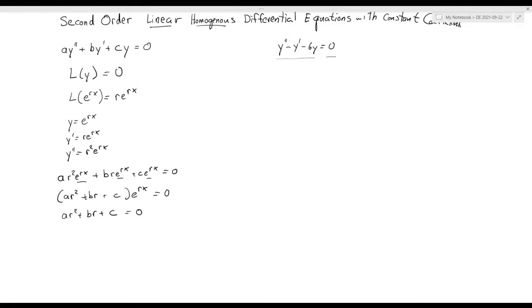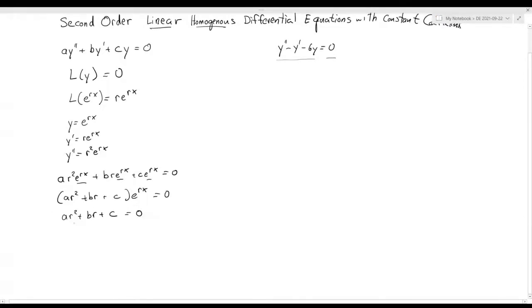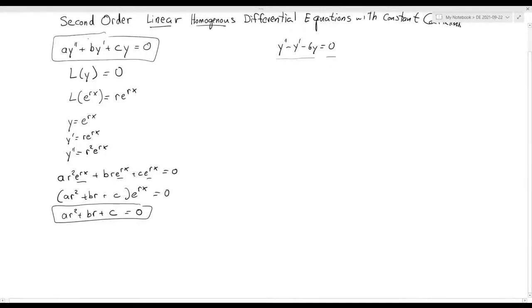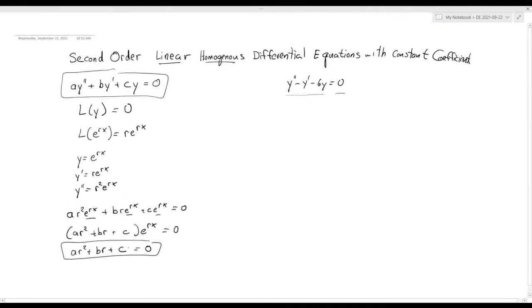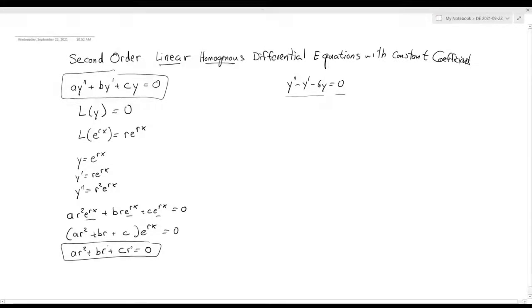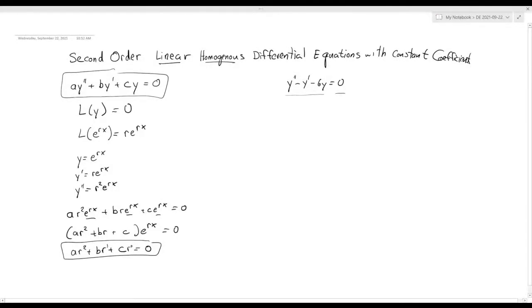Do you recall what we call this? This corresponds to the differential equation where y double prime corresponds to r squared, y prime to r, and y by itself corresponds to r to the 0, if you'd like that instead. But what do you call that polynomial?